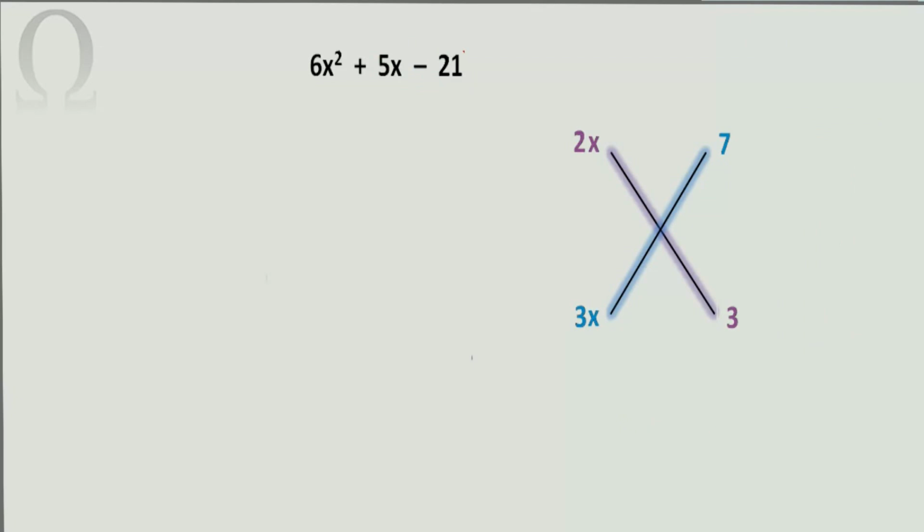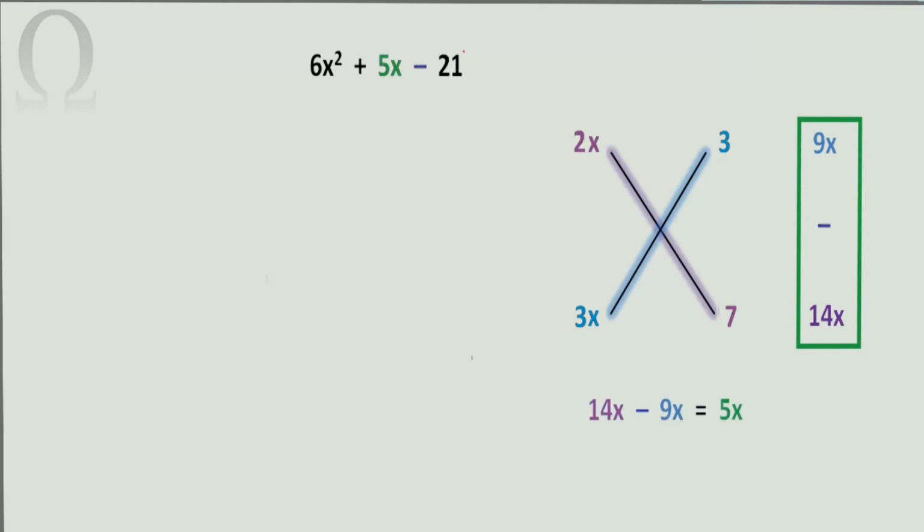Therefore, we will switch the factors of 21 around. Cross multiplying again, 2x times 7 equals 14x. And 3 times 3x equals 9x. The difference between 14x and 9x is 5x. Thus, we have found the correct factors for the quadratic.